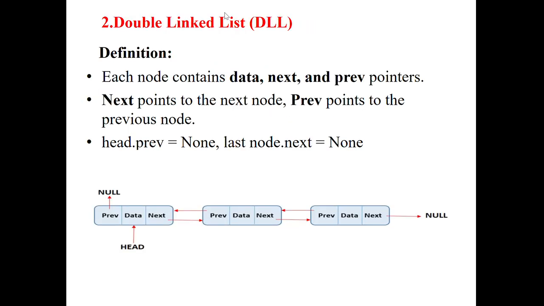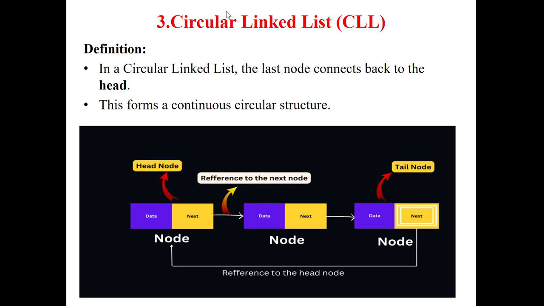Next is a doubly linked list. A doubly linked list is a sequence of nodes. Each node contains data, the next pointer, and the previous pointer. Next points to the next node in the list and previous points to the previous node. For the first node, head.previous is equal to None, and for the last node, last.next is equal to None, we can denote. So this is the doubly linked list.